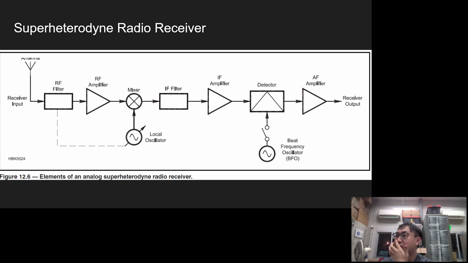It has a lot of parts here, but never mind. Let me copy this first. It's not many things we have to go through. The antenna, RF amplifier, mixer. Just a minute.